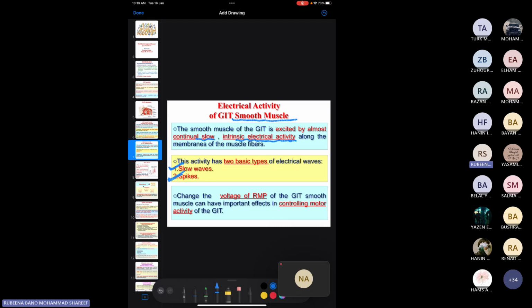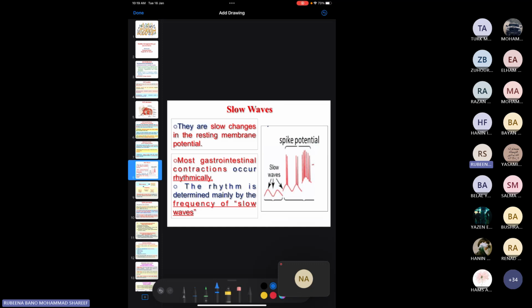For now, remember that there are slow waves and spikes that change the voltage of the resting membrane potential of GIT smooth muscle and can have important effects in controlling motor activity of the GIT. So they want to say that the slow wave is responsible for the motor activity of the GI system. Let us see.